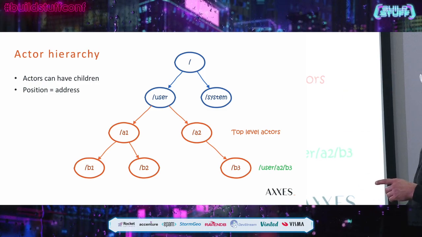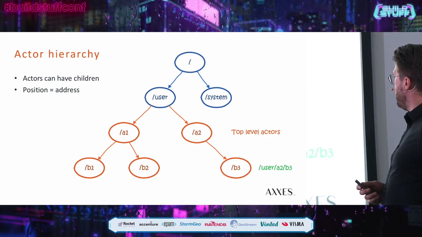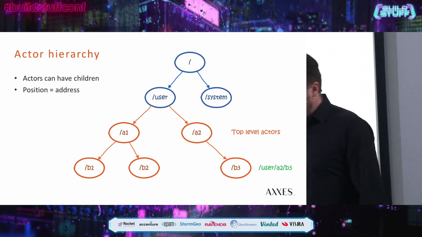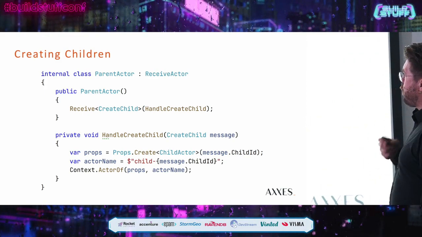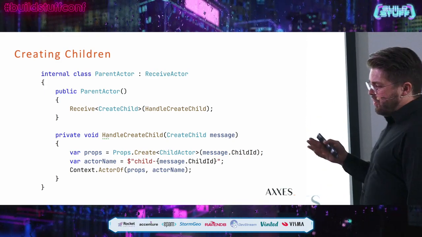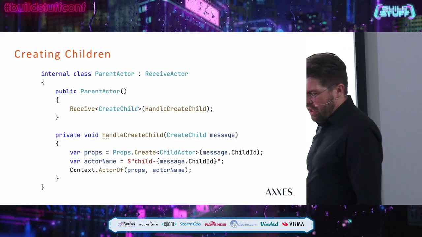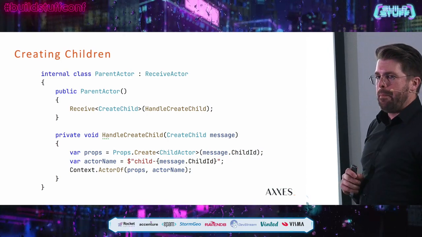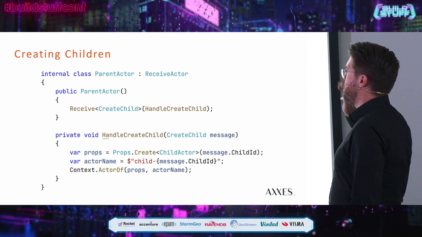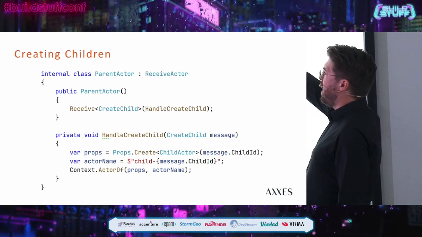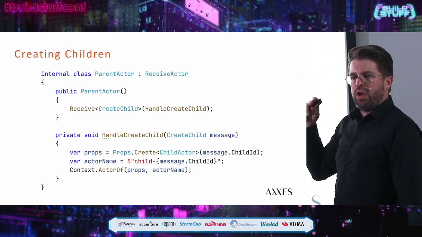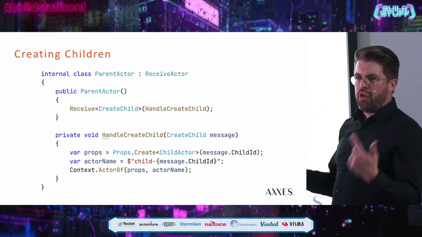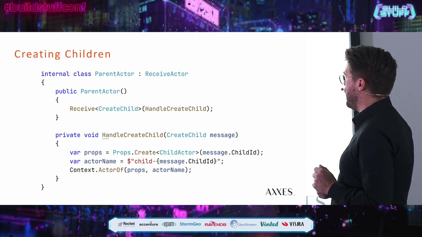And your position in this hierarchy defines your address. The one on the bottom right is called /user/a2/b3. Pretty straightforward. So if you want to create child actors, and notice that here we do have a ReceiveActor. I don't think this slide is animated. This is a strongly typed version of the actors. So this is not the untyped one, but the Receive one. And then we can just create handlers for every message type that we're going to expect. And if we don't have a handler for it, that message will go to the dead letter queue, and you can monitor your system for dead letters happening.